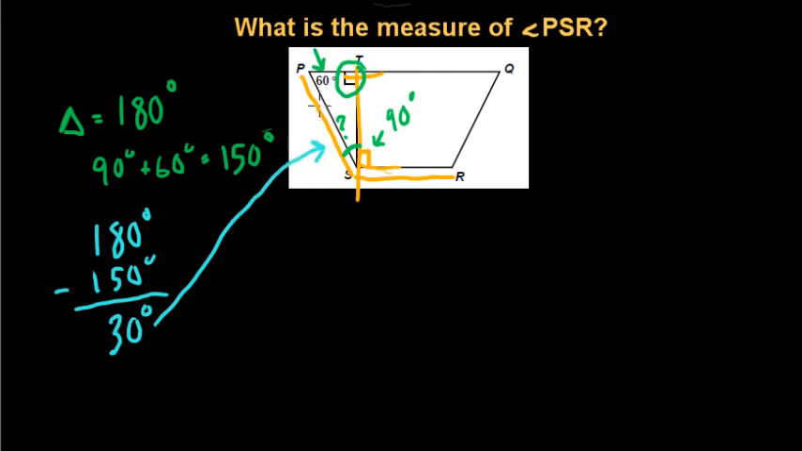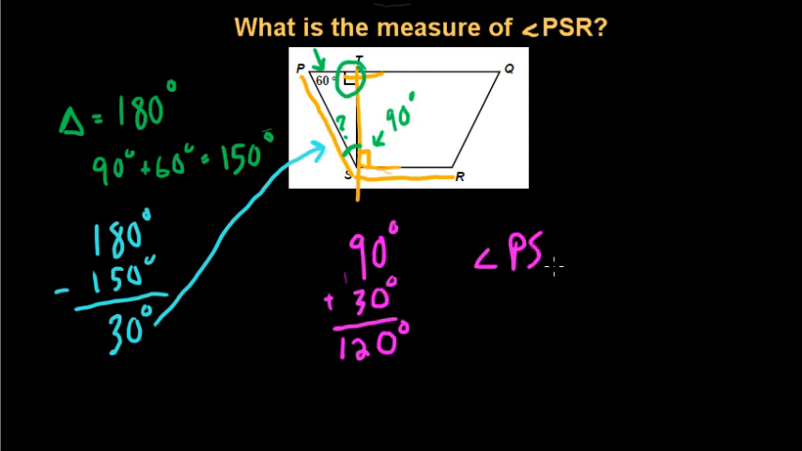So the whole angle, P to S to R, is going to be this angle plus this angle. So it's going to be 90 degrees plus the 30 degrees, 120 degrees. All right, so angle PSR equals 120 degrees. Okay, that's our answer.